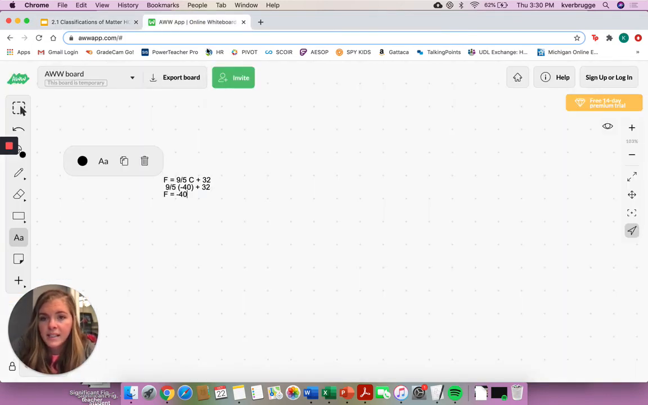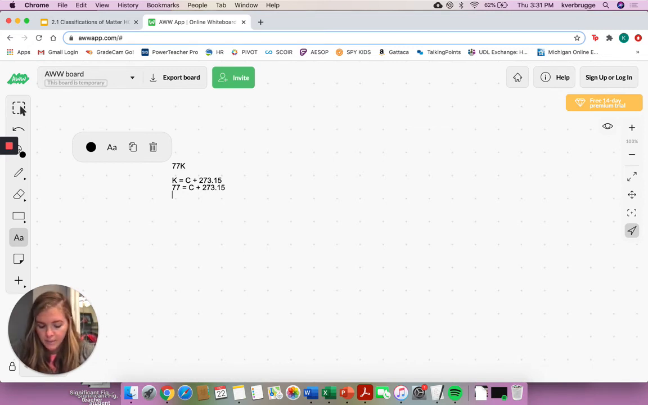Alrighty, so we start at 77 Kelvin, and we know that Kelvin equals Celsius plus 273.15. Our number for Kelvin is 77. So we're going to subtract 273.15 on both sides. So our Celsius equals -196.15. Pretty dang cold.